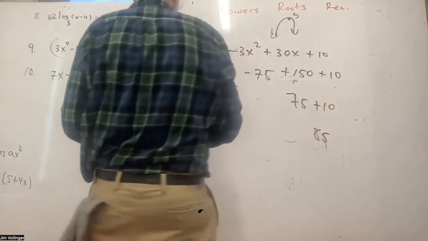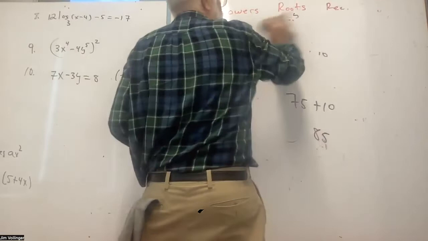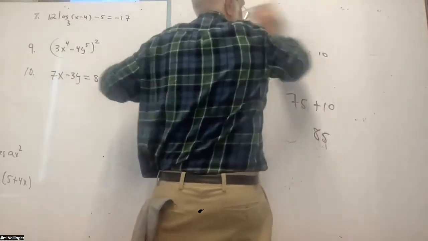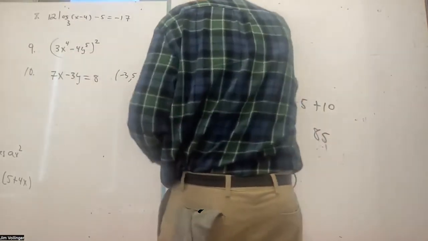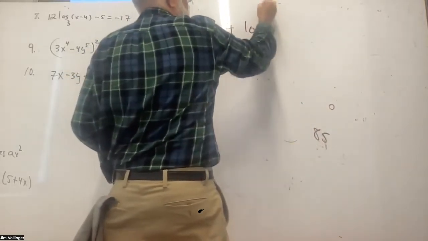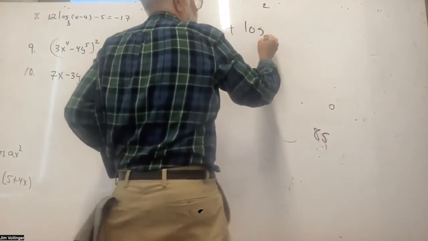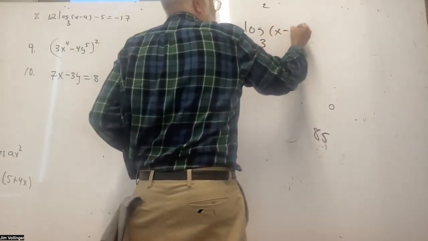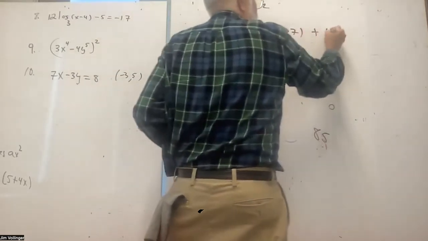All right, now I'm going to do the log here. I've only got a little time. I'm going to do number 8. All right, number 8. 4 log, let's say that this number is 2. 4 times 2 is 8. So let's make it base 3, x minus 7. 8 plus 5 is 13.